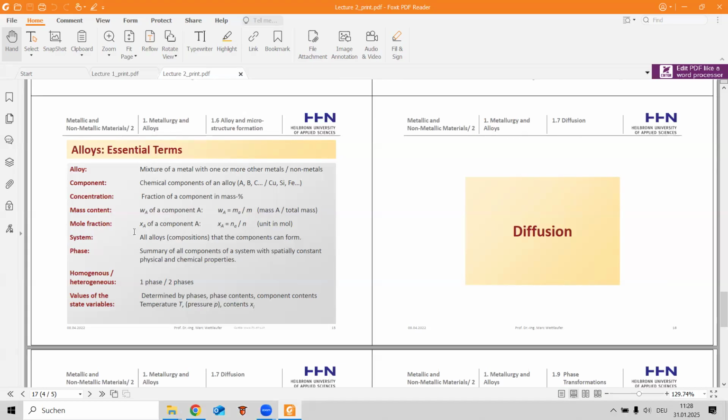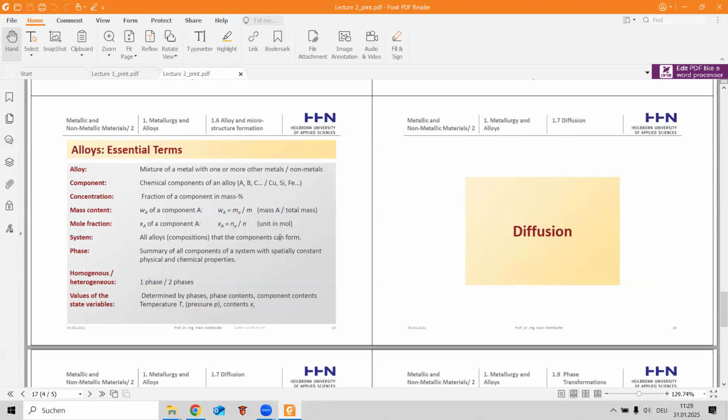So, the mole fraction x_A of component A is equal to n_A, the mole count in unit mole of component A, divided by n total.